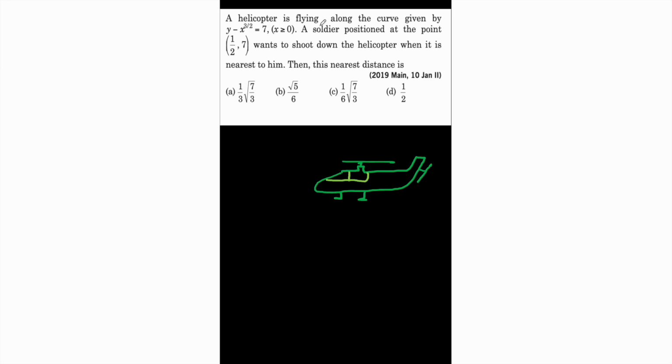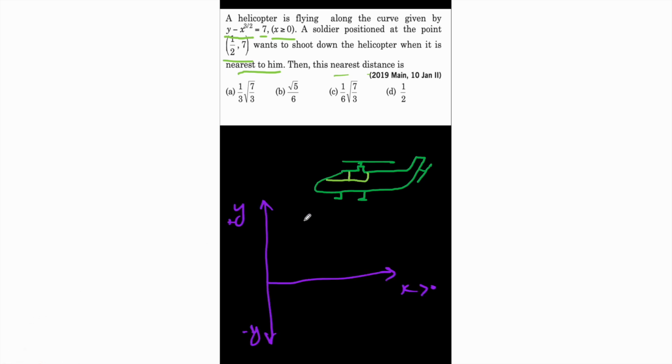A helicopter is flying along the curve given by y minus x raised to 3 by 2 is equal to 7, where x is greater than or equal to 0. A soldier is positioned at (1/2, 7). He wants to shoot down the helicopter when the helicopter is nearest to him. We want to know the nearest distance.